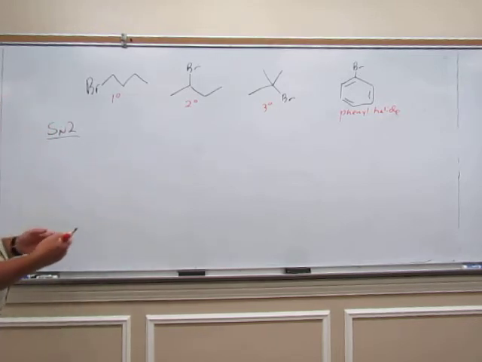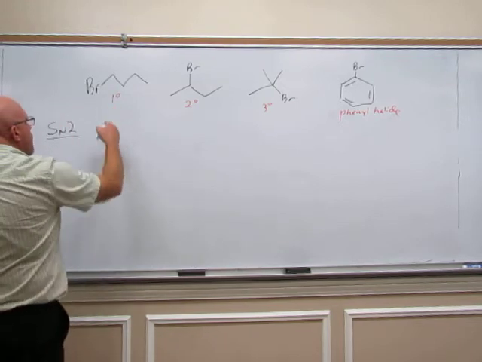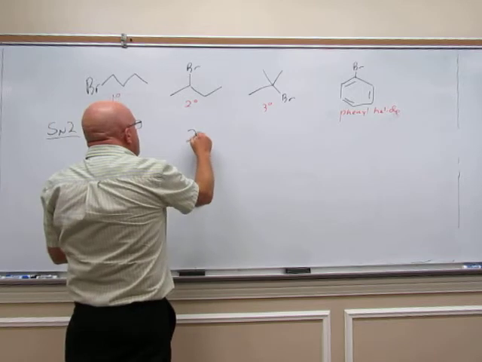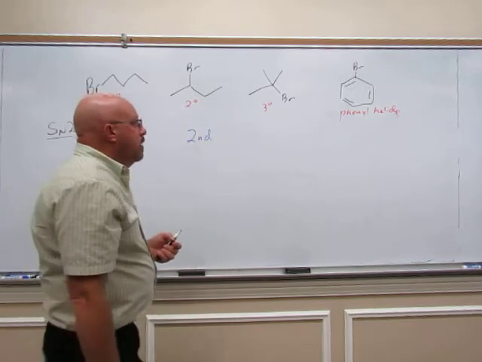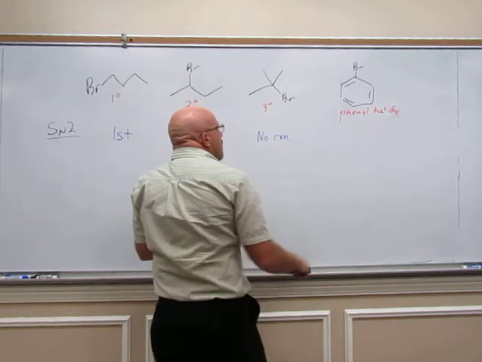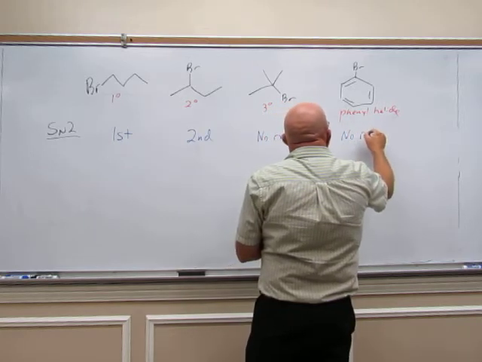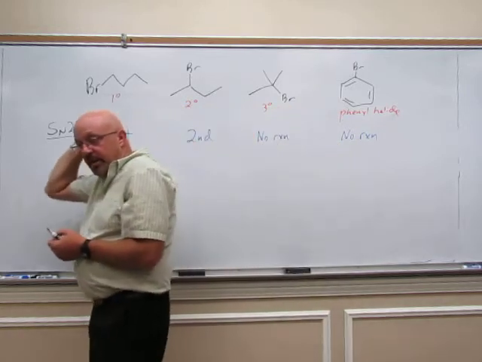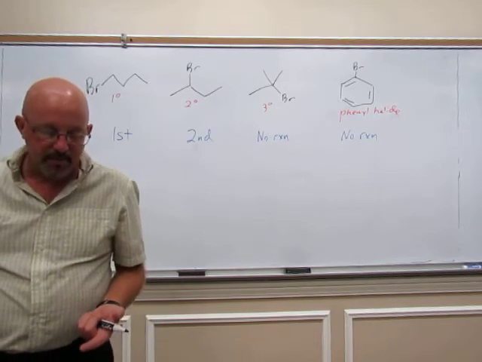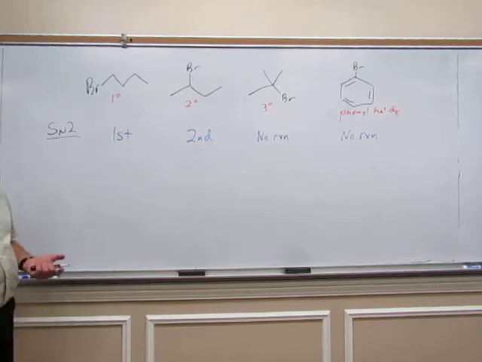So, for SN2 reaction with these, what you should observe is that the primary alkyl halide will go first. The secondary alkyl halide will go second. You should not see a reaction for the tertiary. And you should not see a reaction for the phenyl halide as well. Now, in your procedure, it says if a reaction doesn't occur within 5 minutes, if you don't see any precipitant within 5 minutes, it says to put your tube in the sand bath, and that will help speed things up.